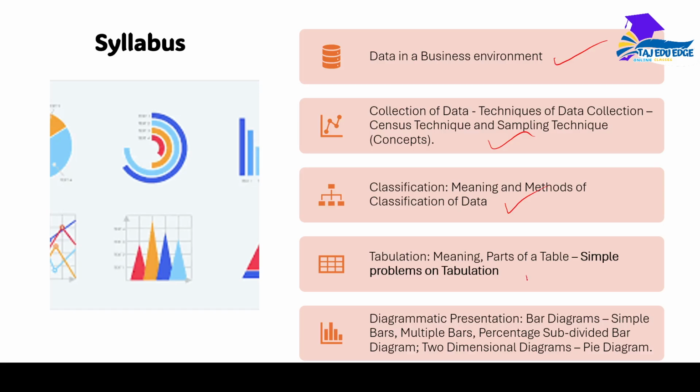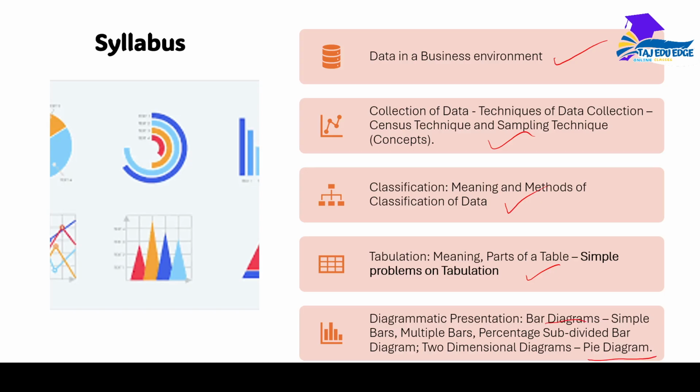Next, tabulation of data. Here, along with learning the meaning, the parts of the table, we also need to learn the simple problems on the tabulation, which will be asked for the 5 marks section B of your examination. Next, the last one here is diagrammatic presentation. So the diagrammatic presentations include two major types of diagrams here. The one is the bar diagram, the other one is the pie diagram.